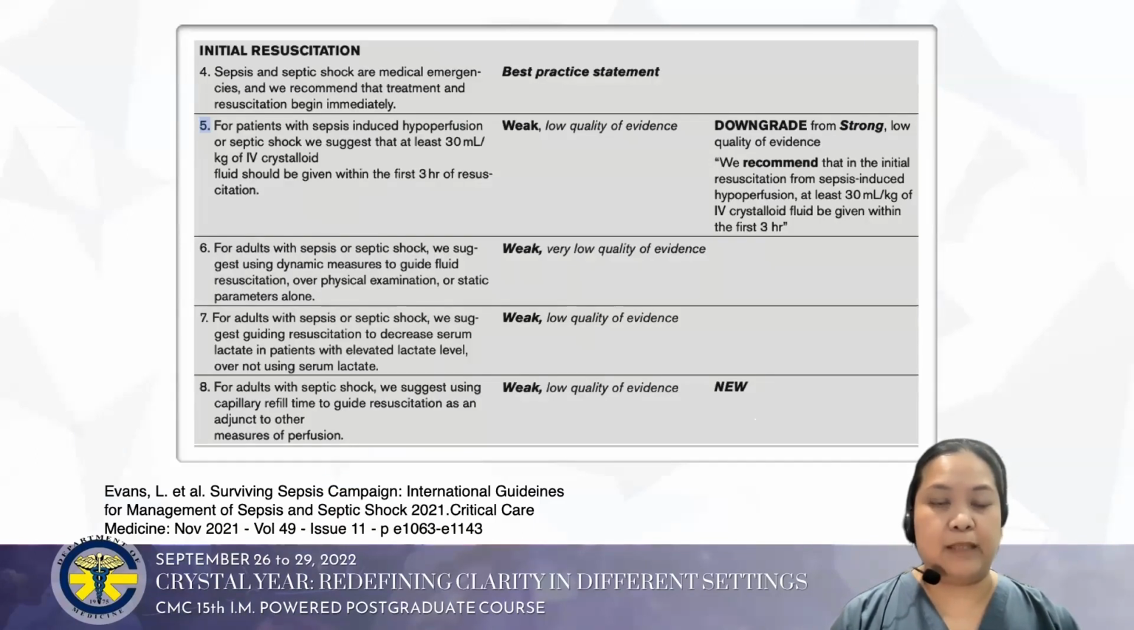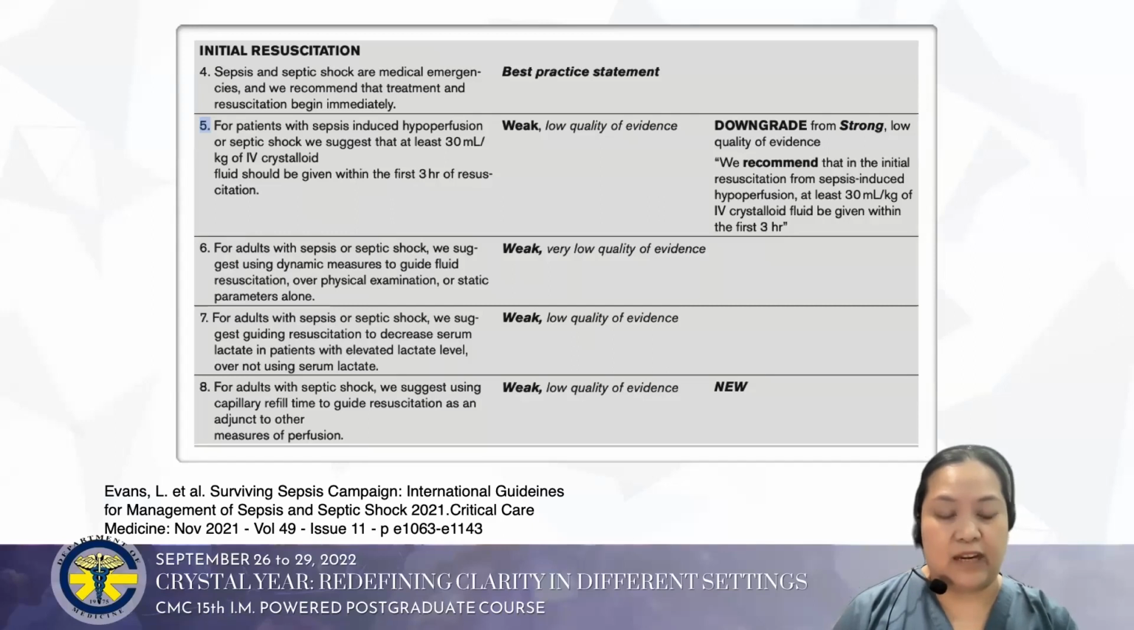This particular table might be familiar to most of you. This is taken from the Surviving Sepsis Guidelines for the year 2021. As I said earlier, most shock patients will be given resuscitation through fluids. And these are the particular guidelines for septic shock management. As a review, we can see that sepsis guidelines will recommend hydration of at least 30 ml per kilo of IV crystalloid for the first 3 hours, and that we make use of dynamic measures to guide fluid resuscitation, that we measure lactate, and that we make use of capillary refill time to guide resuscitation.